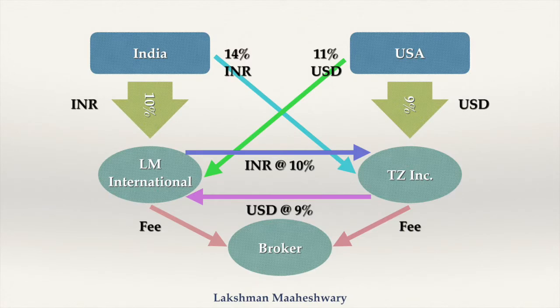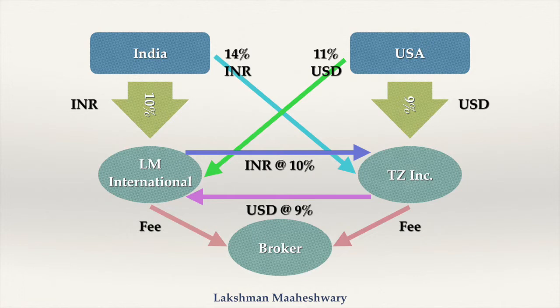LM International, an Indian company, could have borrowed from the US market at 11% in terms of US dollars. At the same time, TZINC could have borrowed from the Indian market at 14% in INR.